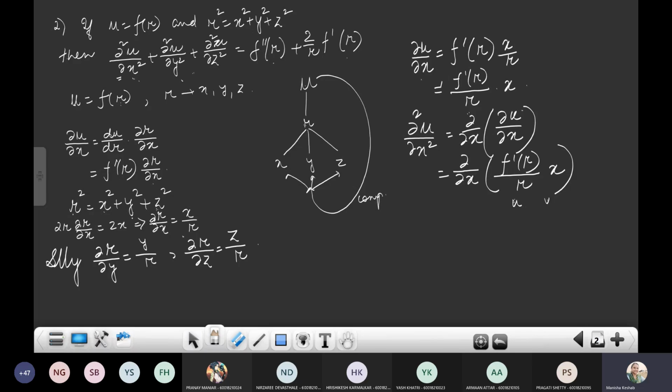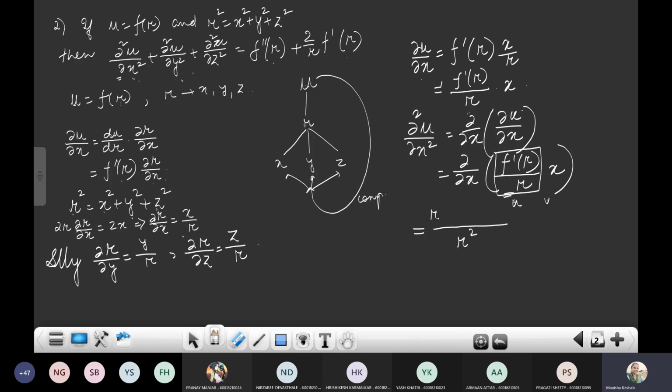Now for my new u, it's the same thing, right? U is a function of r and r is a function of x, y, z. That means for this particular term, I'm going to apply exactly the same thing when differentiating with respect to x. First we will differentiate with respect to r, and then that r we have to differentiate with respect to x. So if we differentiate with respect to r, what will we get?